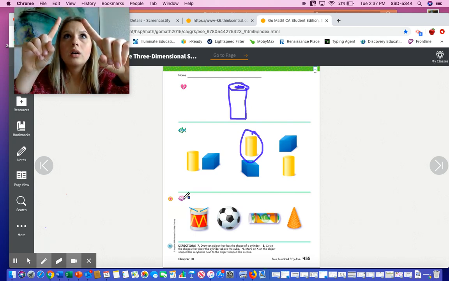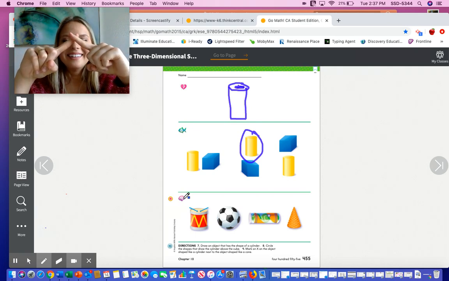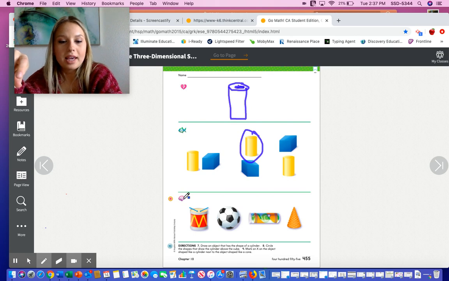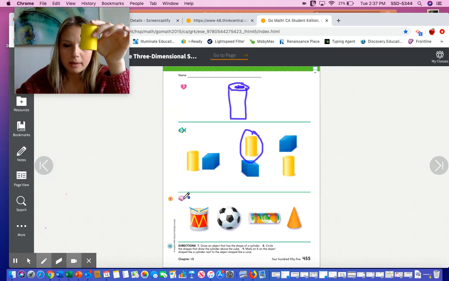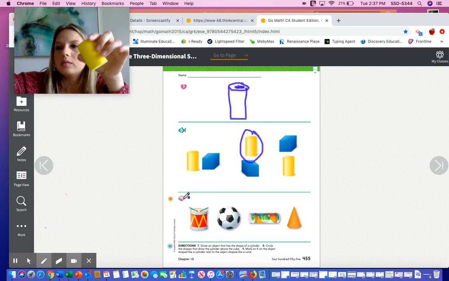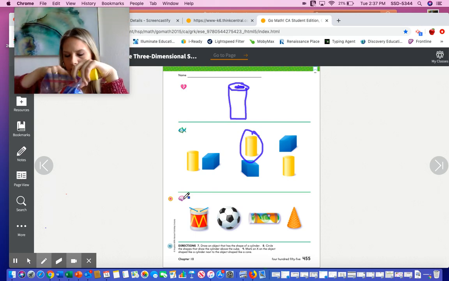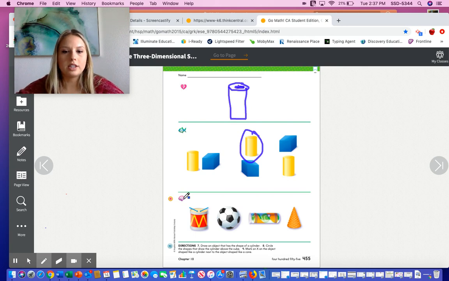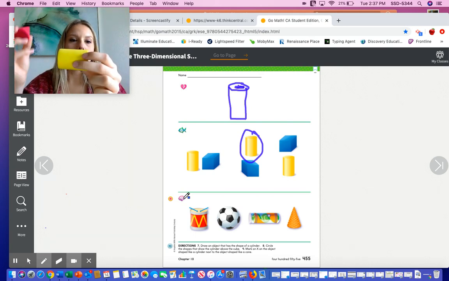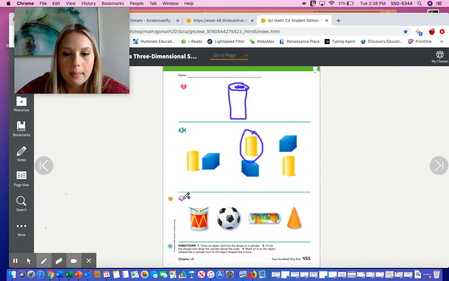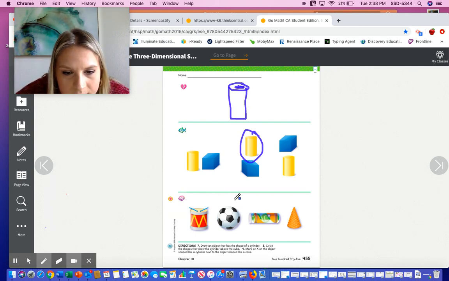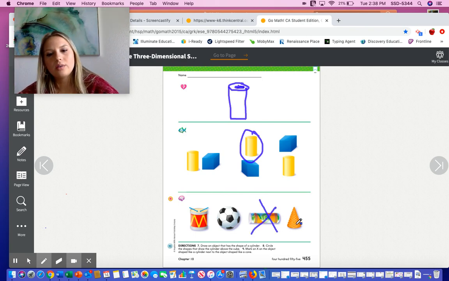Now, mark an X on the object shaped like a cylinder next to the object shaped like a cone. So we're looking for a cylinder that is next to a cone. Find the cylinder next to a cone and put an X. This one's shaped like a cylinder next to the cone, right?